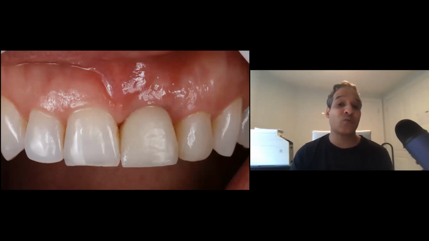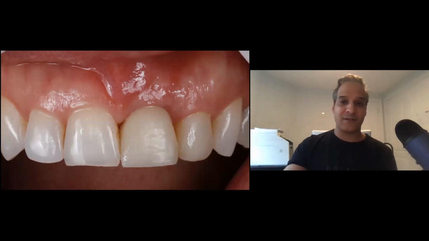But this is with the provisional when she left my office ready to go. So you can see here, we've got a better profile. It looks now like the tooth is emerging out of the gums just like it's supposed to. And once they put a nice, beautiful crown on it, it's going to look really natural. And again, hard to tell there's an implant there once it's done.